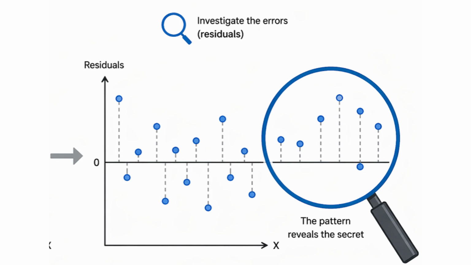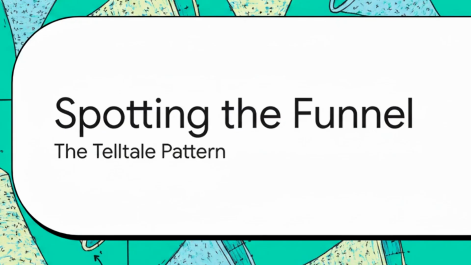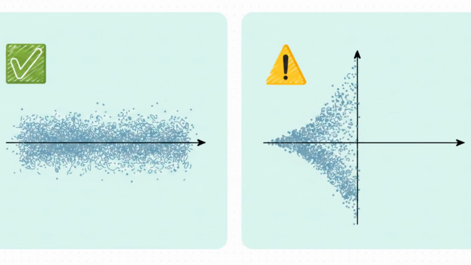Okay, so we have got our plot. Now we are on the hunt for a very specific pattern. It is a pattern that is a lead to our problem, heteroscedasticity. And it is a shape that once you see it, you will never be able to unsee it. And here it is. This shows it all perfectly.